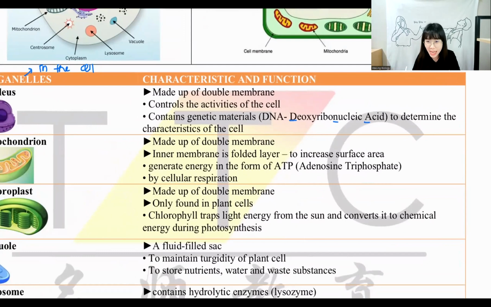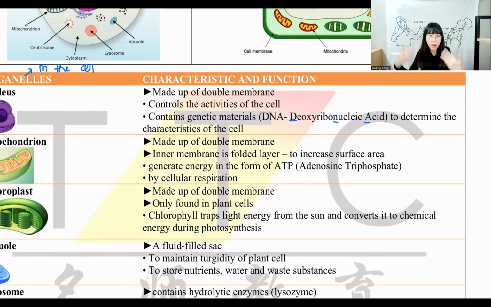Inside the nucleus, we have DNA. DNA is the one that determines the characteristics of the cell. What does it mean? If you carry blonde hair, it means your parents' sperm or ovum carries the chromosome, the genetic information for blonde hair. So why do we look like that? Because of the DNA that we inherited from our parents.